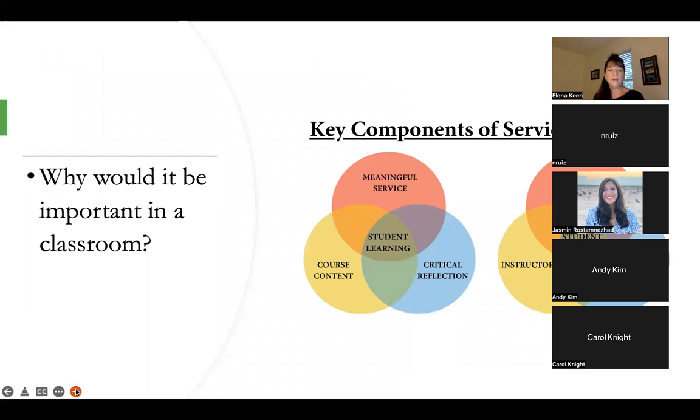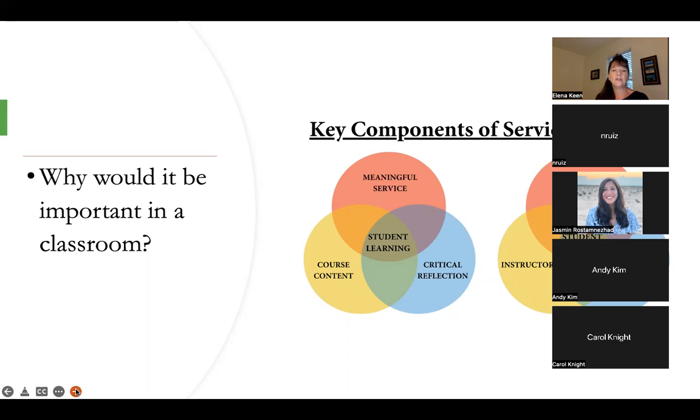Okay, so why would it be important in a classroom? Why is service learning important? From my experience personally, it just gives the students a connection to their local community, especially in Austin. The Office of Experiential Learning, which is Sabrina Groves' office, has a training program that they put you through to understand this more before you decide to incorporate the curriculum into your class.